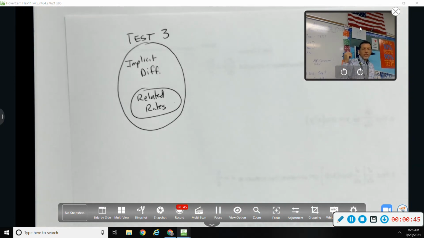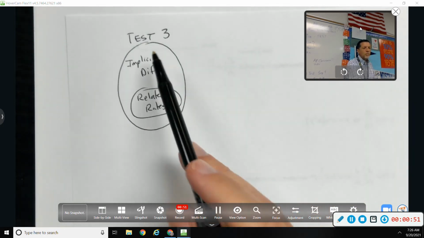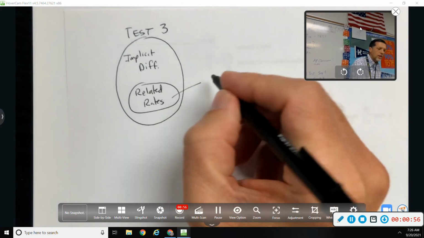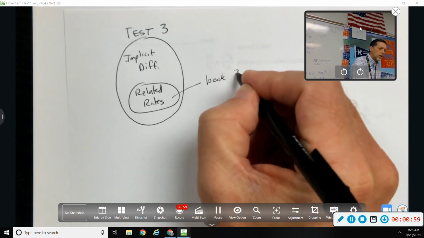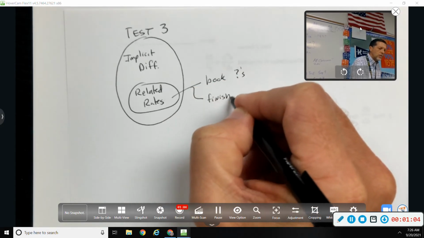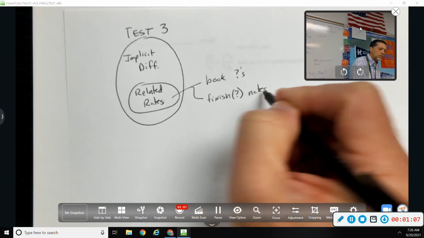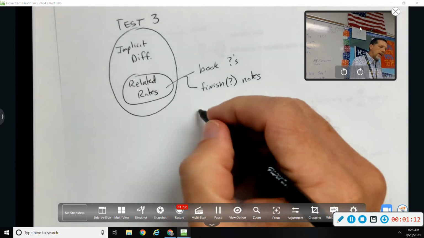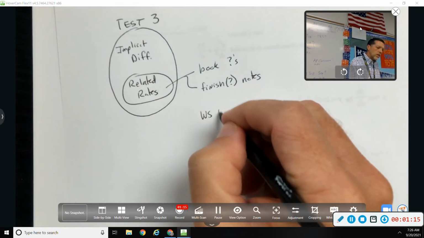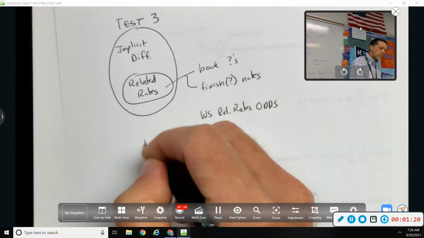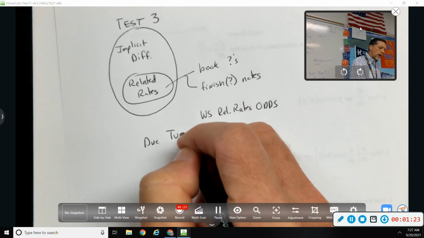Now, we don't need to do anything new today, like no presenting new material, because we've seen all of this. But we definitely want to answer some related rates questions from the book. Here's today's assignment: book questions, and then finish, maybe the notes. I'm not sure we'll finish. We'll get through some of them, and then today's assignment is a worksheet on related rates, the odds, and then due Tuesday.